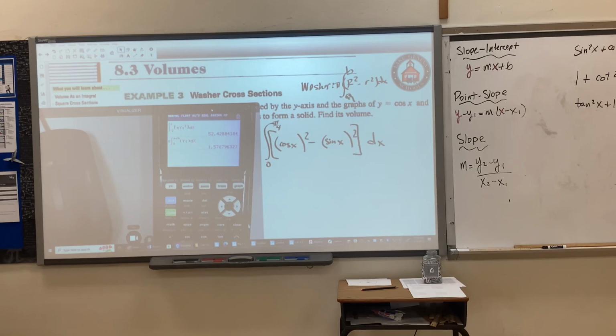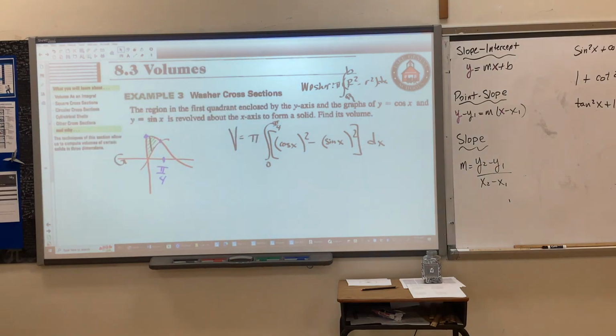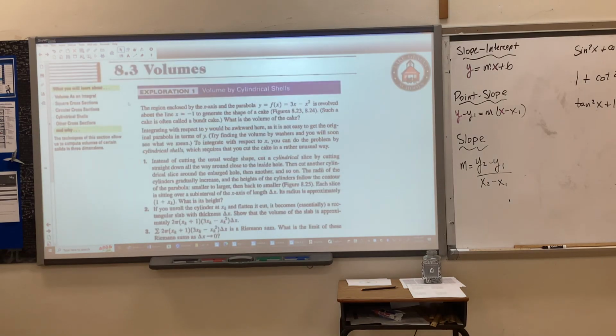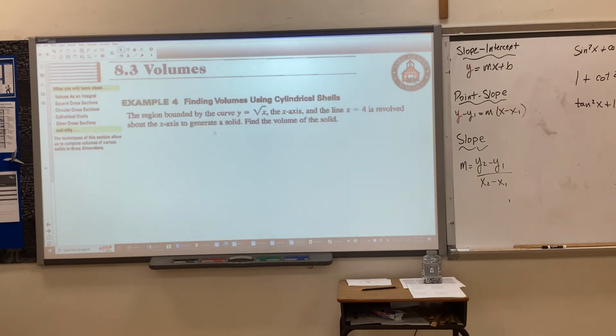Any questions about this? There will be problems where you actually have to do the integrating. You want to try this? Oh, shells. Why don't you try this using not shells, using the washer or disk method? Shells is a thing, but I'm not teaching you.